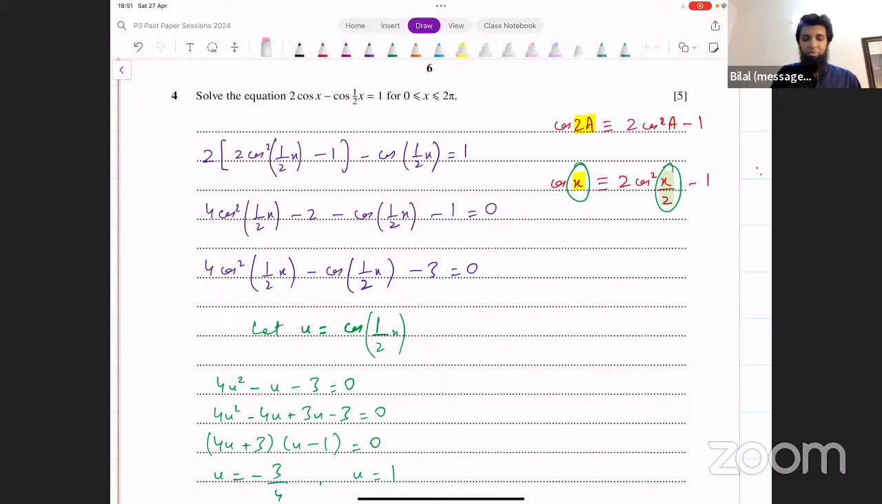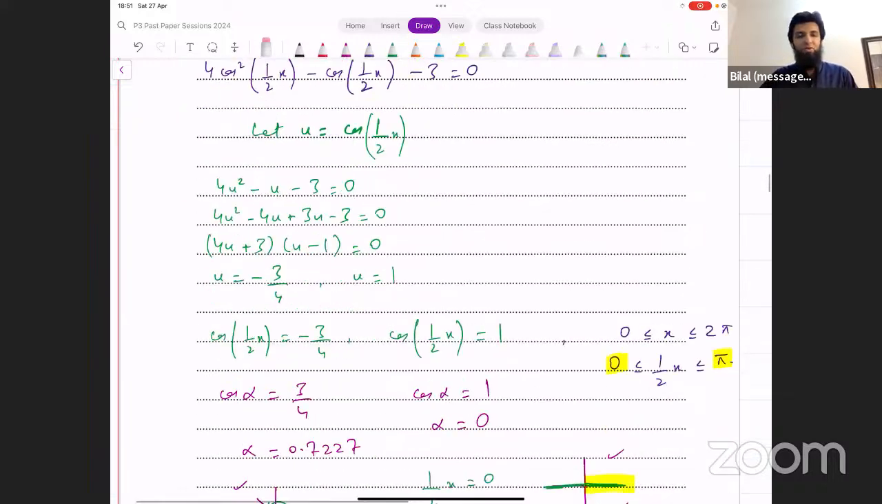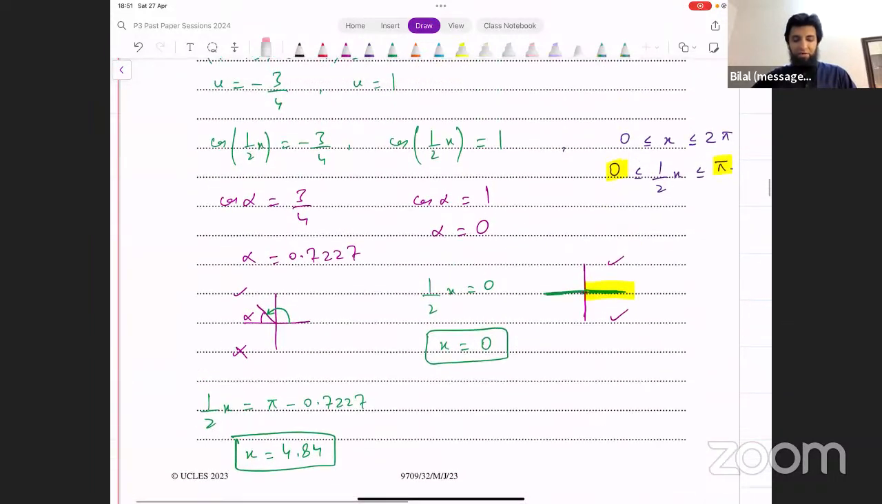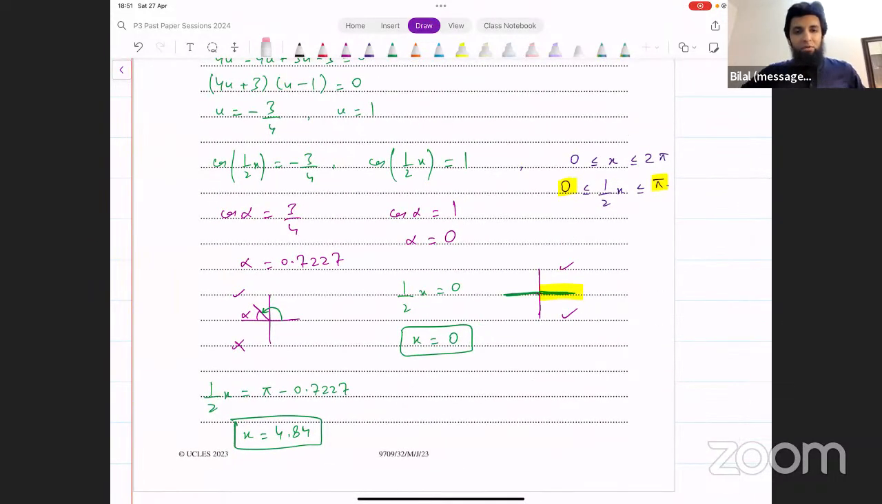And then it just becomes a simple quadratic equation like this. You solve it like a quadratic, put that substitution back at the end, and find the values of x that we get from that. Is that okay to everyone?